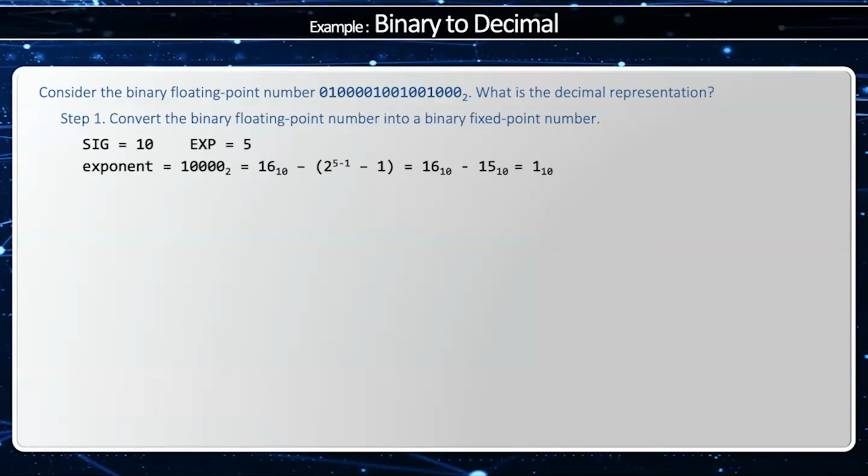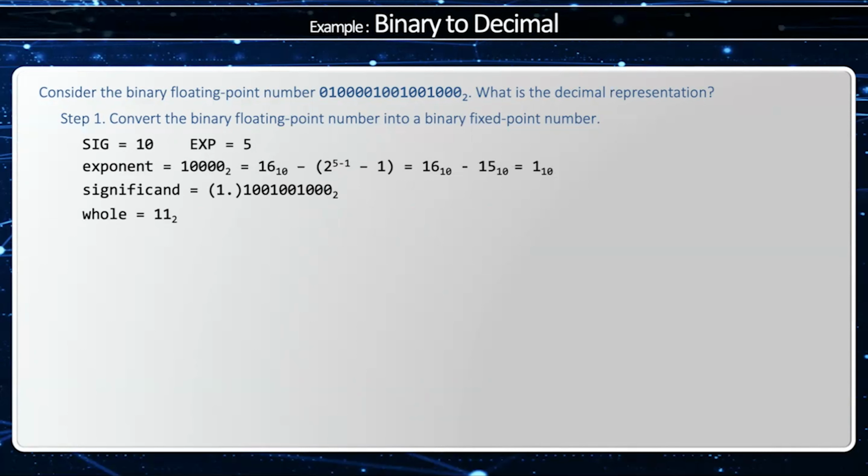Okay, so my exponent is the first, well, it's not the first 5 digits. The first digit is the sign, but the next 5 digits would be 1 and then 4 zeros. And that's going to be 16. And then there's no 8, there's no 4, there's no 2, there's no 1. So it's just 16 minus my exponent bias, which is 15, which is going to give me 1. And my significand, don't forget the leading one, is everything else. It's the last 10 digits.